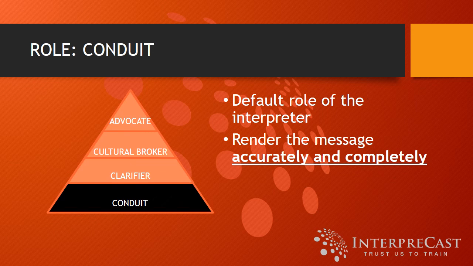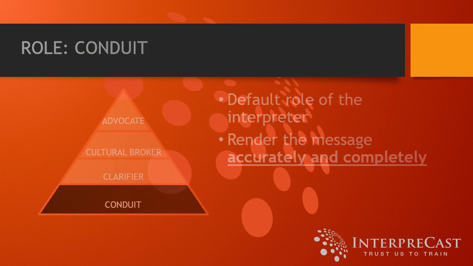Conduit. This is the default role of the interpreter where his or her responsibility is to render all utterances accurately and completely. This means the interpreter cannot add, omit, or paraphrase. This is the role that the interpreter will assume most of the time, the base of the pyramid.